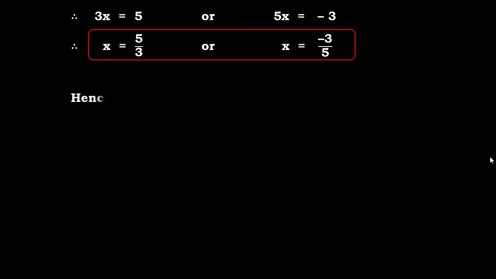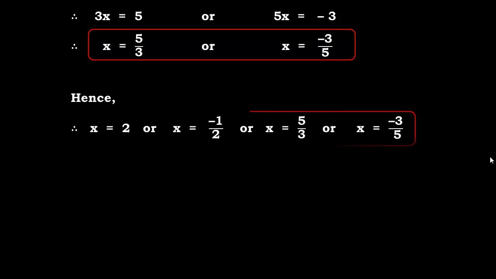So, hence we have 4 values of x. x is equal to 2 or x is equal to minus 1 upon 2 or x is equal to 5 upon 3 or x is equal to minus 3 upon 5.